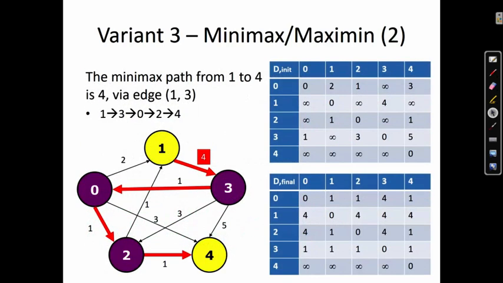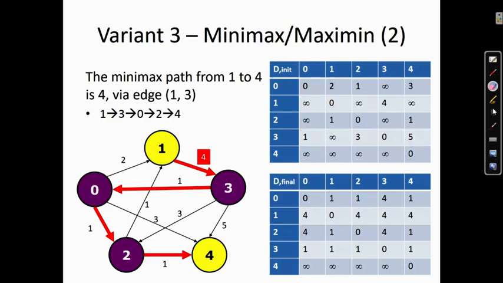Okay, so let's look at the example again. You have the same graph. Let's look at the minimax path from 1 to 4. Before that, let's look at the D at the initialization phase. So you see, same thing, main diagonal is 0. If there is an edge between the row and column of any cell, just set it to the edge weight. Otherwise, set it to infinity. And after you run Floyd-Warshall, this is what you get. This is the D final.